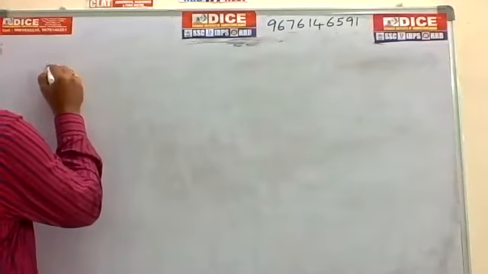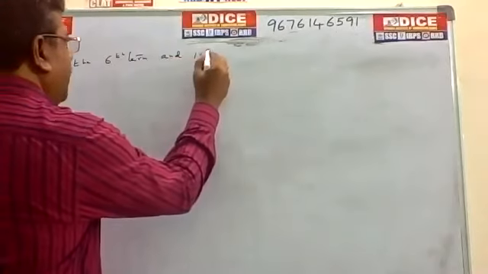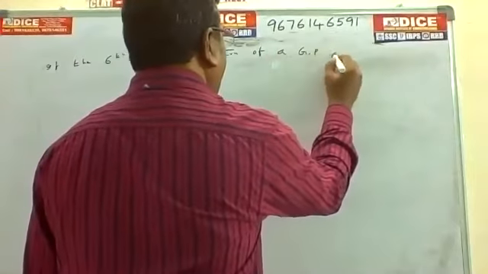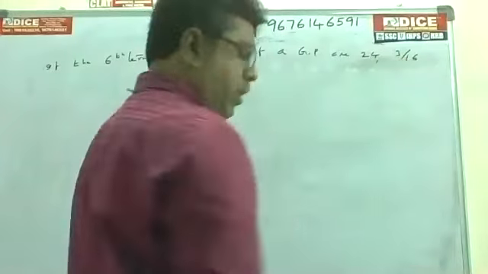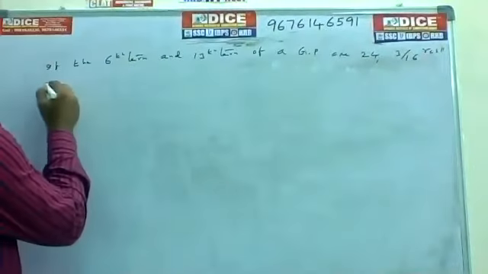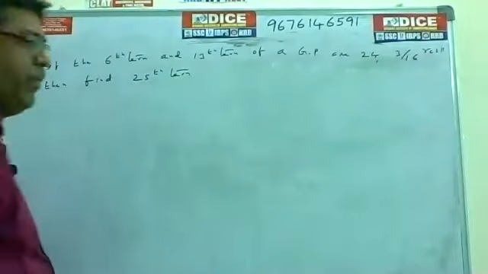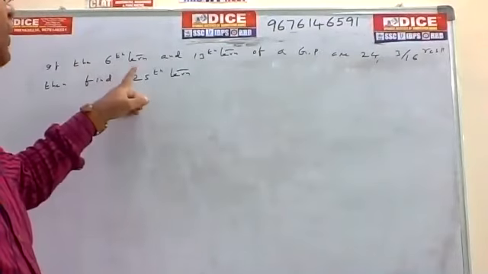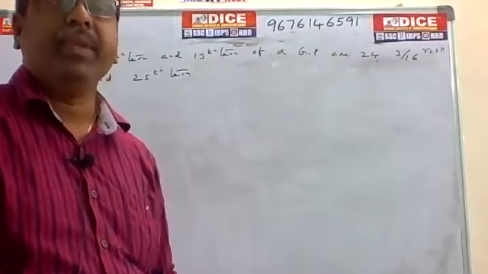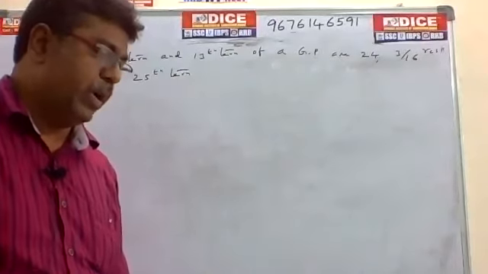If the sixth term and 13th term of a GP are 24 and 3 by 16 respectively, then find the 25th term.